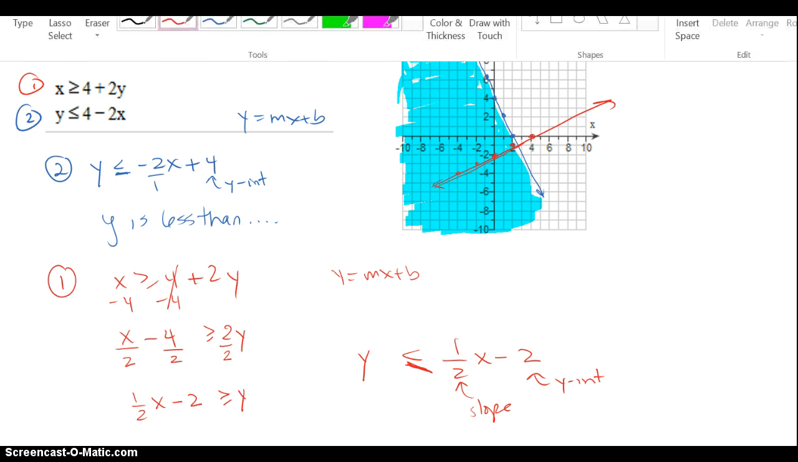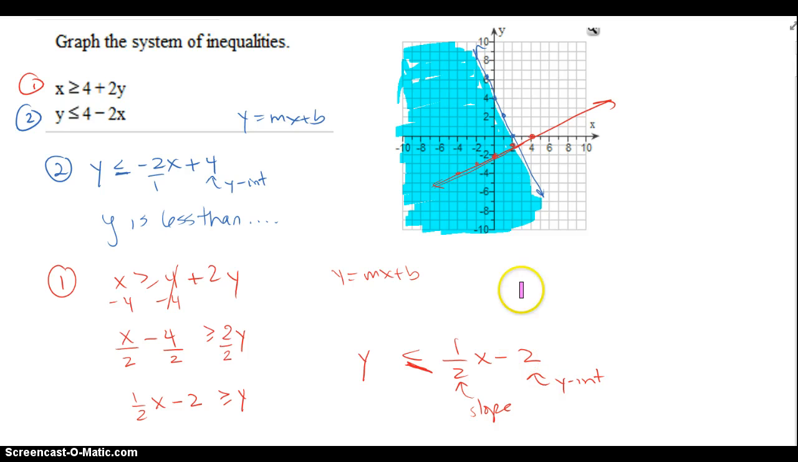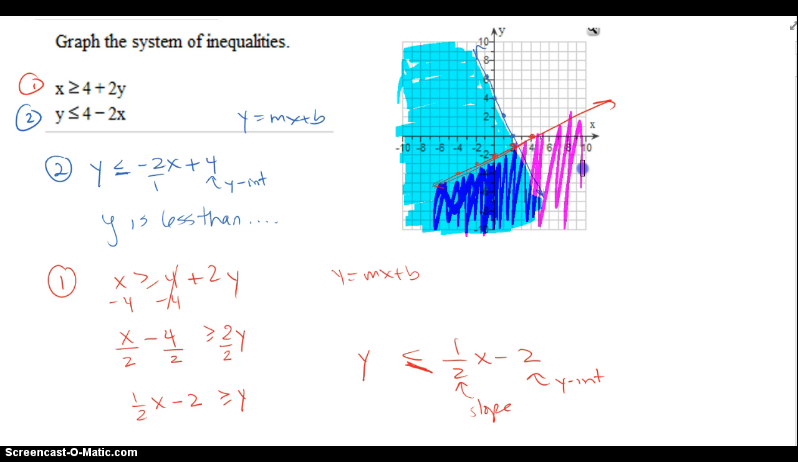Now again, I have to do my shading based on what it's saying. So this is saying, if I'm right here on my line, y has to be less than my line, the border. I like standing at the y-intercept. If I go up, the y's get bigger. If I go down, the y's get smaller. This says y is less than, so I should be shading everything below my line. So the solution for the red one is everything below the red line.